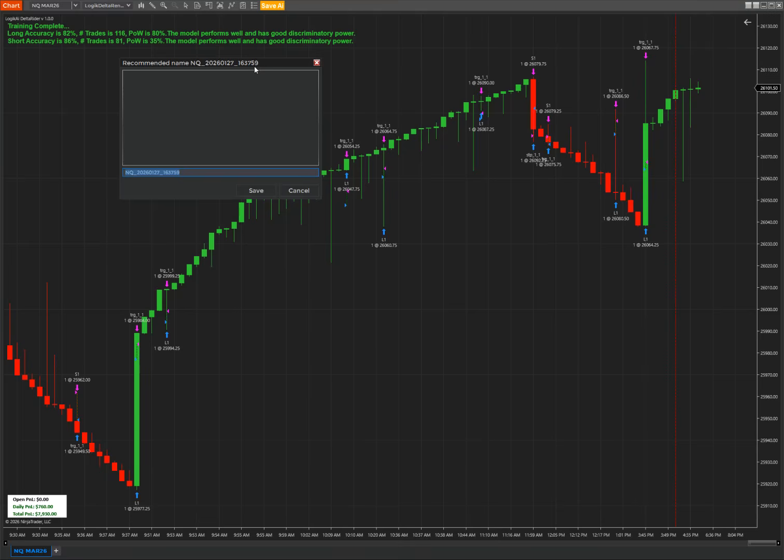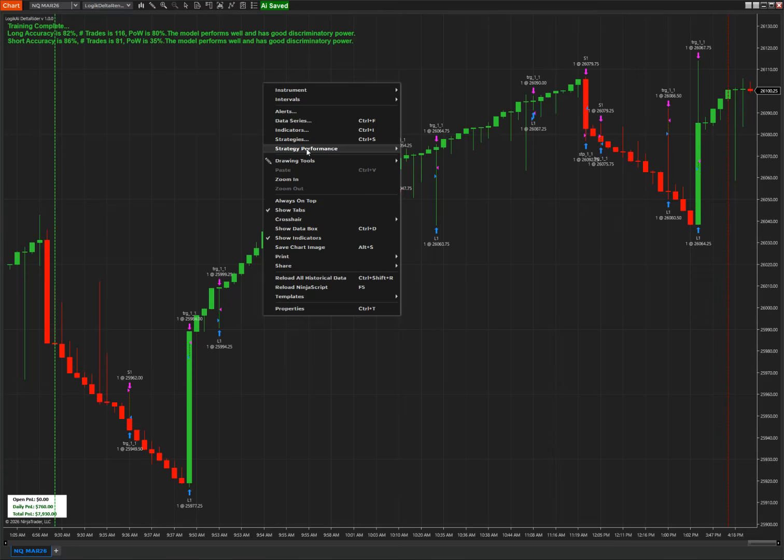So now that we have the models trained, we're going to go ahead and save it. And when you hit the save button up top, you get a recommended name. That's just the symbol, the date, and the time. You can make this whatever you want. Sometimes I like to put the accuracy behind it, and we're going to save that. Okay, you see the button changes to AI saved, and then we're ready to utilize it for trading.